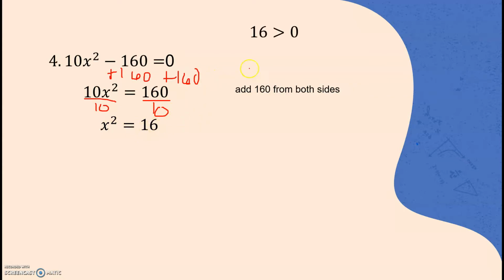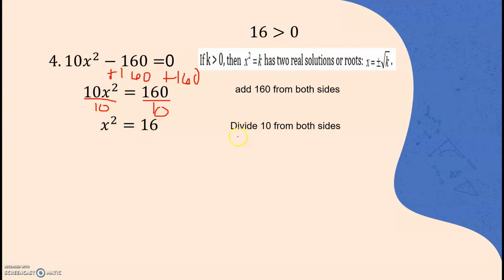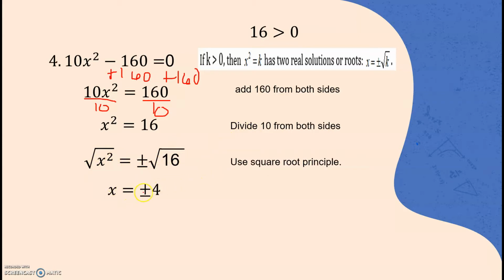Notice that 16 is greater than 0, so it has two real solutions. Then we take the square root of x squared equals plus or minus the square root of 16. So the answers are x equals plus or minus 4, which is x sub 1 equals 4 and x sub 2 is negative 4.